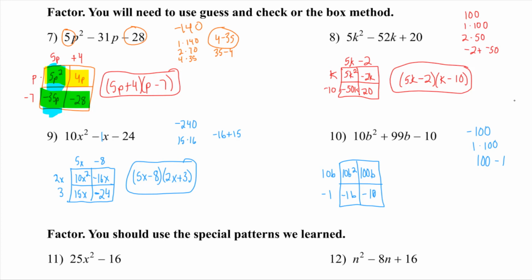On the left side here, they don't have a number in common, but they both have b, and then the right two have a 10 in common. So b plus 10 and 10b minus 1 is our answer.